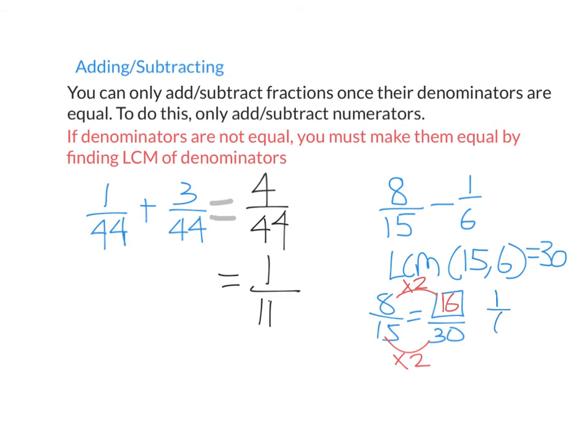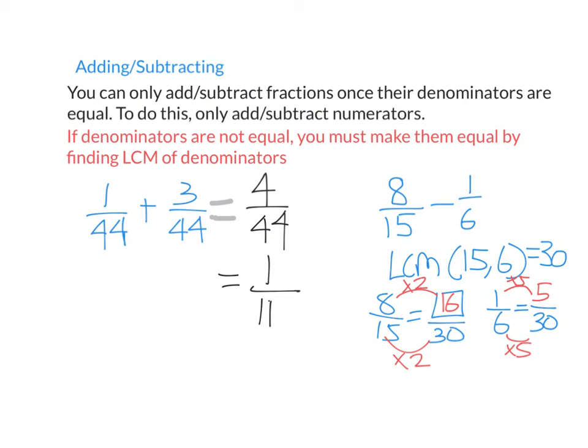Similarly, for 1 over 6, I need to find an equivalent fraction with denominator 30. The reason I chose to make it have denominator 30 is because it's the lowest common multiple of 15 and 6. So to go from 6 to 30, I've times by 5. So then I need to times the top by 5. So 1 over 6 is equivalent to 5 over 30. Now I've found two equivalent fractions with the same denominator.